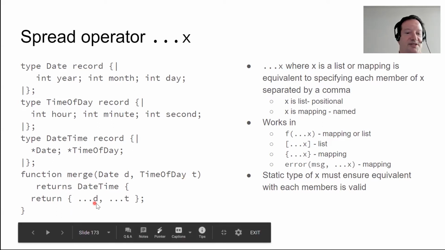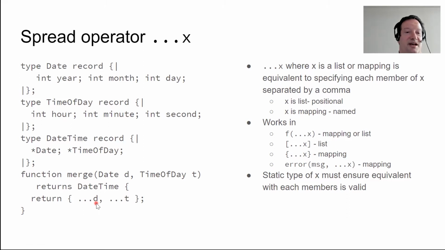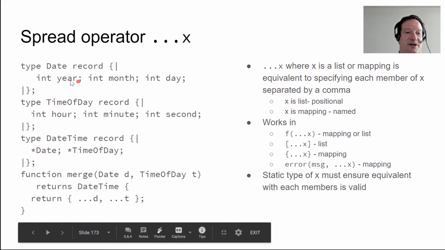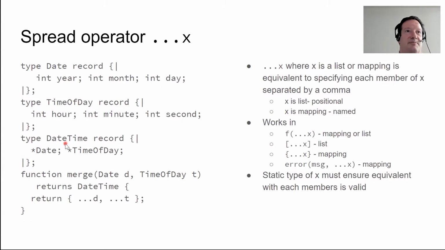So we can just do ...d, and what that means is it will take each of these fields and specify them here. And ...t means it will take each of these fields and specify them here. So this is the same as a record constructor, which specified 6 fields, year, month, day, hour, minute, second, and that will construct us a date time.